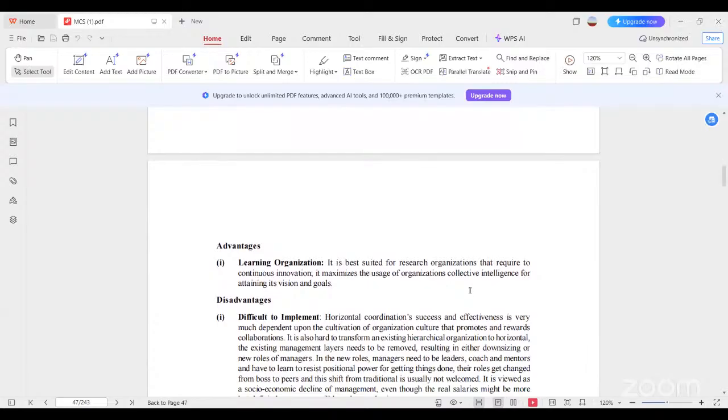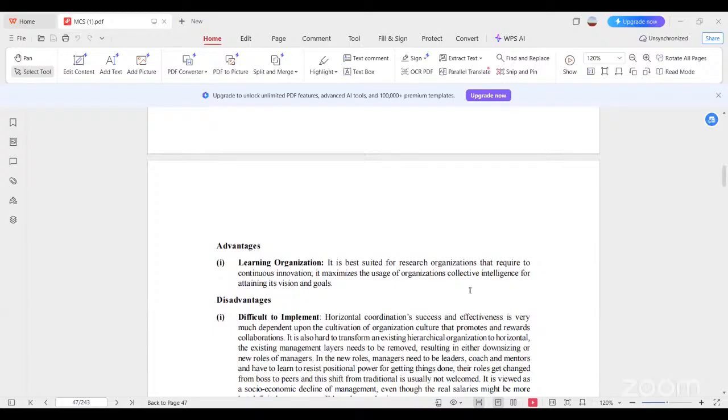Now, what are the advantages of your horizontal organization? First is the learning organization. A learning organization promotes knowledge sharing, continuous learning, and innovation, where they try to maximize the use of collective intelligence. The best example is your research institute, where scientists are encouraged to share their findings openly and collaborate across different disciplines. Ultimately, this will lead to continuous innovation and better outcomes.